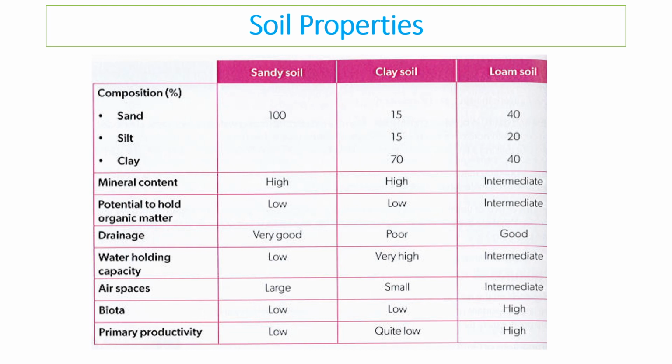So something like sandy soil has got lots of oxygen gaps in it, so the drainage is going to be good, but there's going to be very little storage in there, whereas the clay soil is going to store more water, but there's going to be poor drainage as a result. And loam soil, if you remember, is this ideal soil to grow plants in. That's going to have good drainage but intermediate storage of water. It's going to have high biotic factors in it.